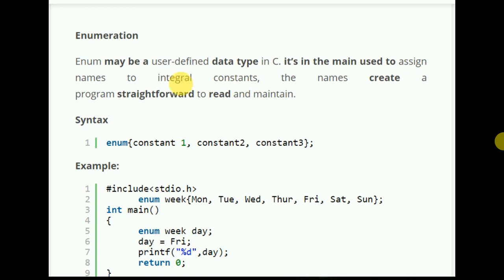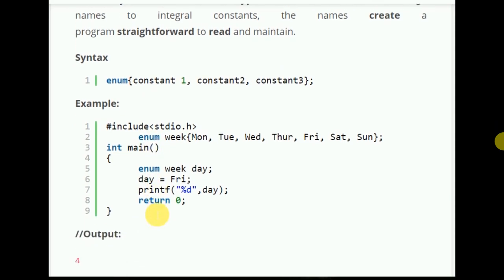The names make a program straightforward to read and maintain. Suppose we have constant 1, constant 2 and constant 3. In order to name these 1, 2 and 3 we use enum. So let's see this example.